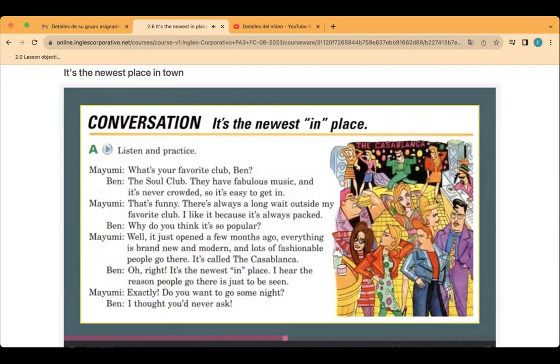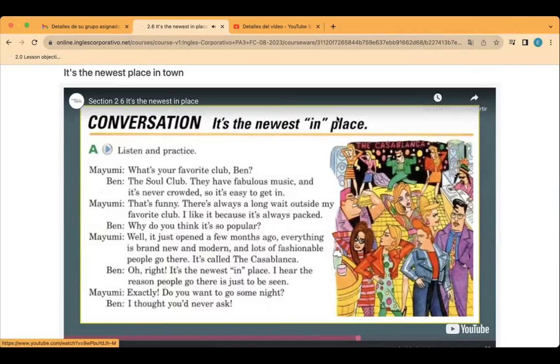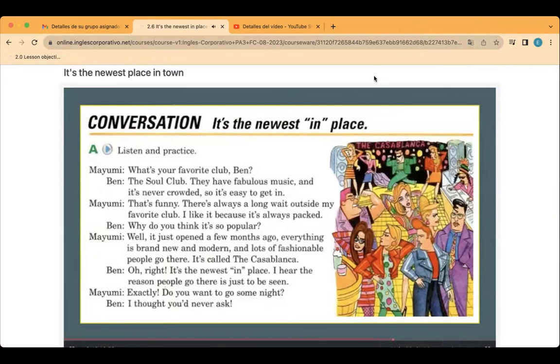Everything is brand new and modern, and lots of fashionable people go there. It's called the Casablanca. Oh, right. It's the newest in place. I hear the reason people go there is just to be seen. Exactly. Do you want to go some night? I thought you'd never ask.